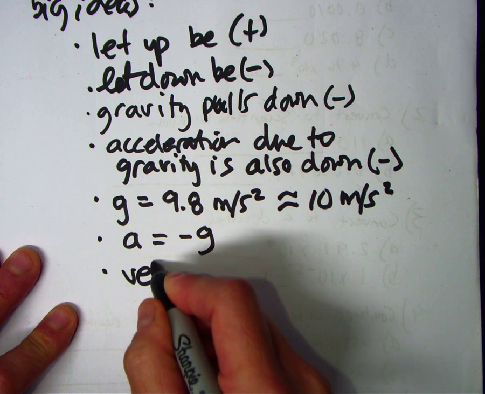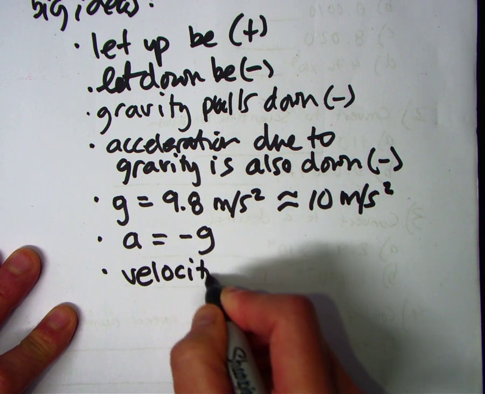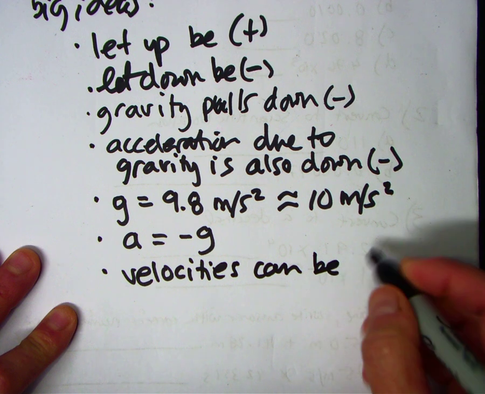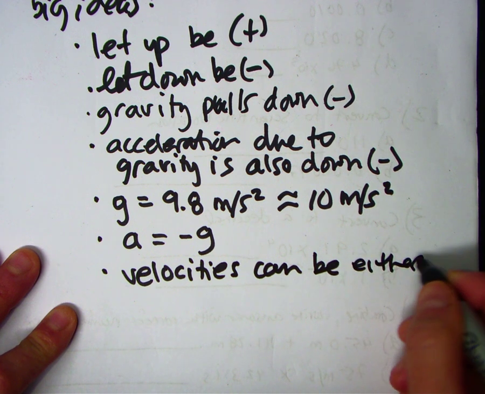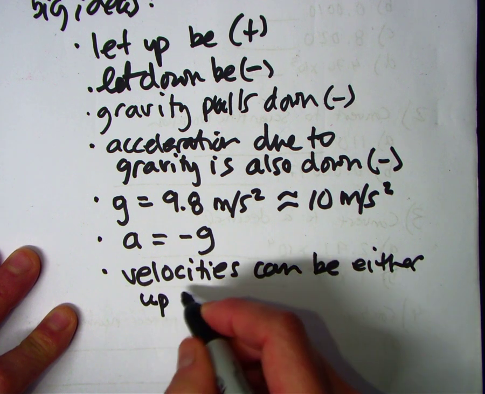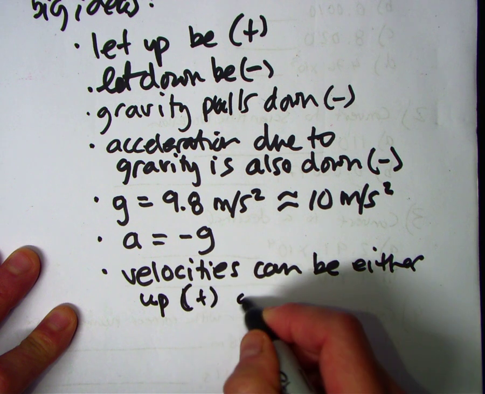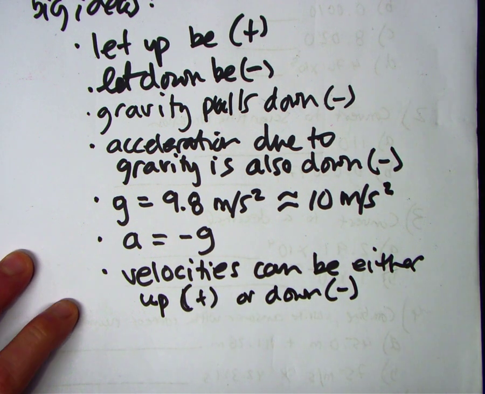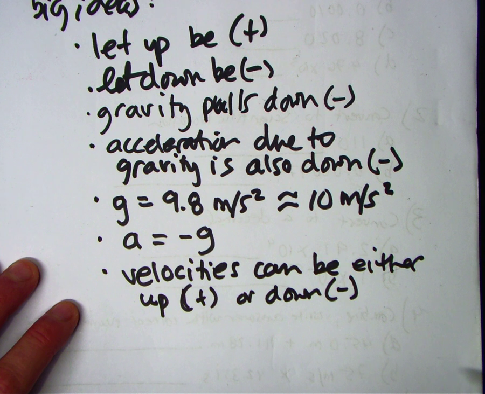Now velocities can be either up or down. So they're either up in the positive direction or down. So they can have either sign. And we're dealing with motion along a straight line, but we can go either direction on that straight line. And when we're talking about free fall, right now we're talking about things moving up or down in the gravitational field and responding to that.